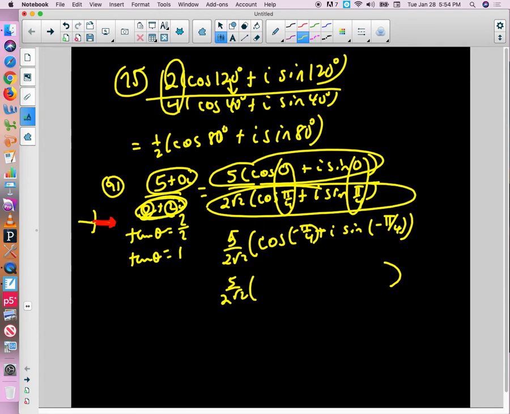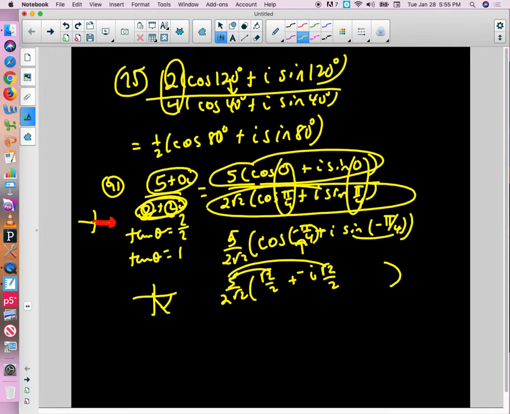And by the way, cosine of negative pi over 4, you could get negative pi over 4. You could go coterminal and use 7 pi over 4. But if I find the cosine of negative pi over 4, that'd be root 2 over 2, plus i sine of negative pi over 4 is negative root 2 over 2. And then when I distribute, my square root of 2's cancel out here. I'm going to hit undo though, because I've also got to distribute it over here.